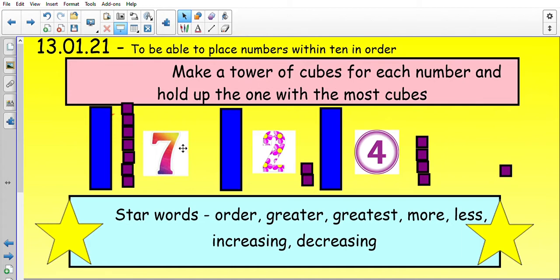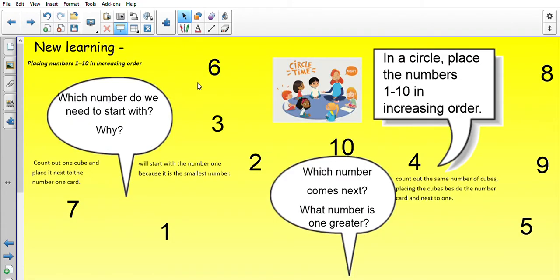Well done. If you'd like to have a go at doing a few more numbers with your cubes and finding out which one has the most cubes, which is the greatest, which has less, and see if you could put them in order. We're going to move on and have a look at our next bit today. We're going to have a look at our new learning and we're going to see if we can put these numbers in order. So which number do I need to start with?